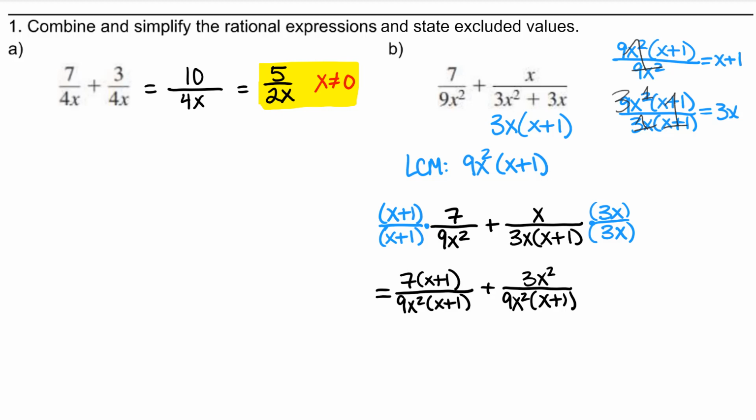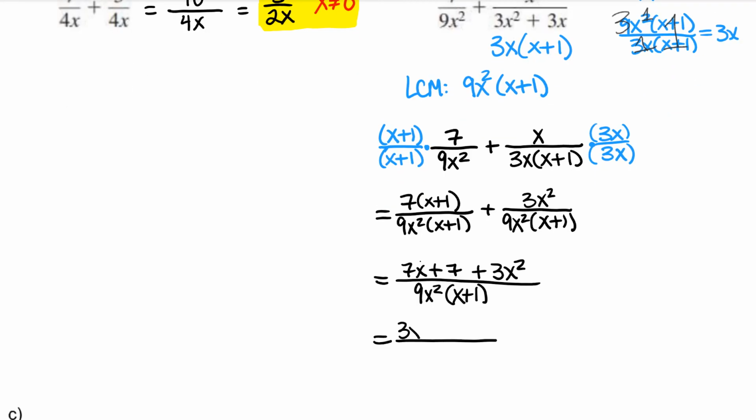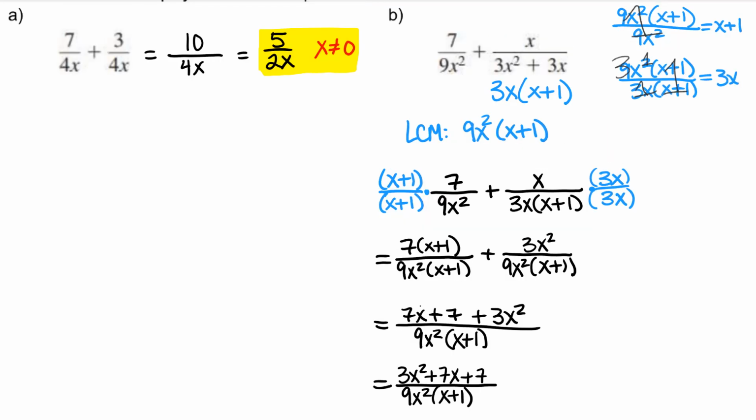Now that we have the same denominator, we can combine our numerators. I'm also going to distribute 7 into x plus 1. Now that I've rewritten it in standard form, because the numerator is not factorable, there's nothing else we can reduce here. Now it's time to simply state our excluded values.